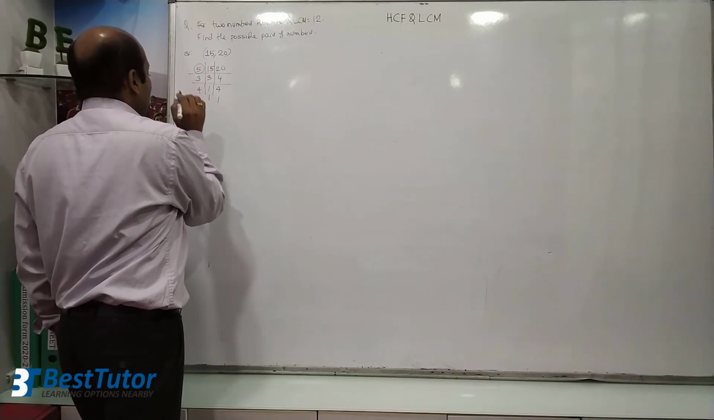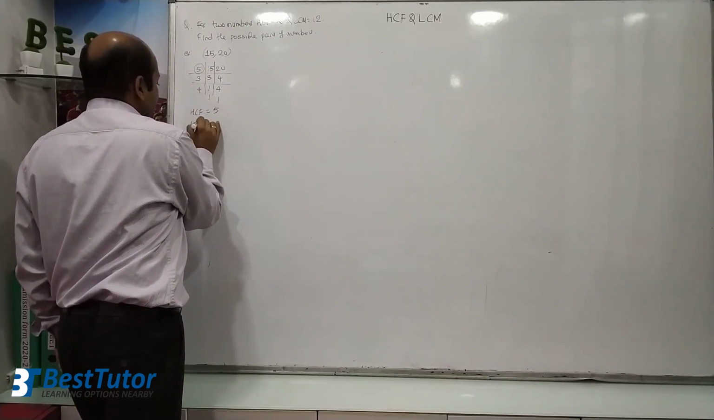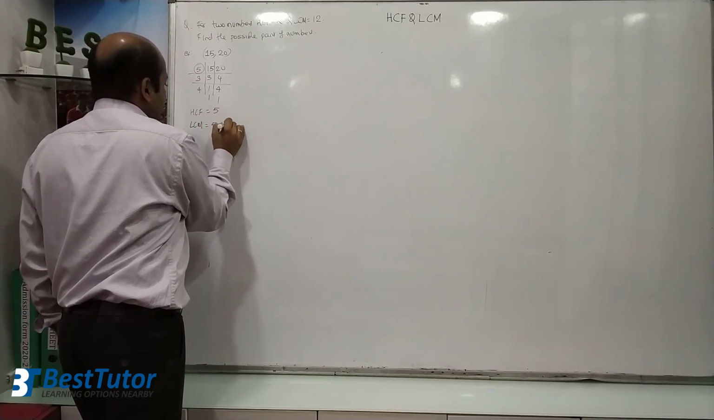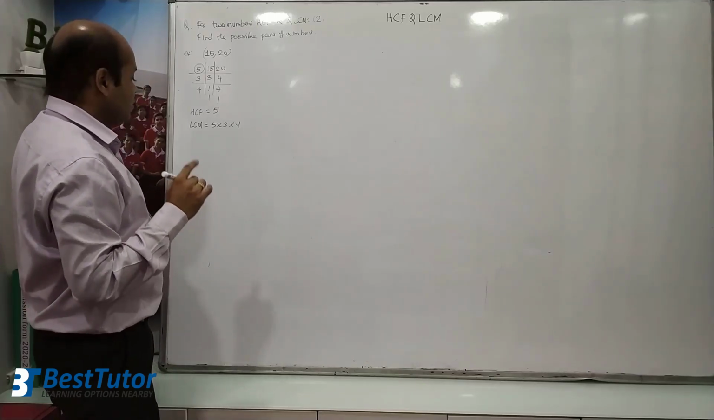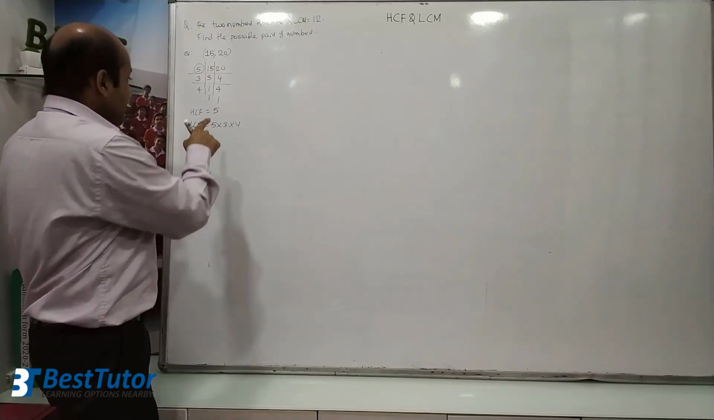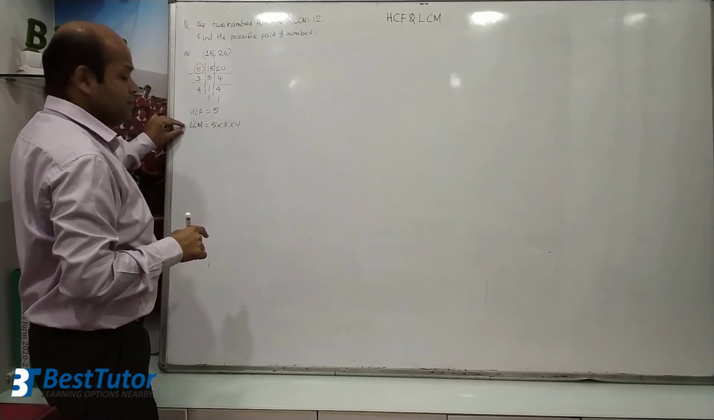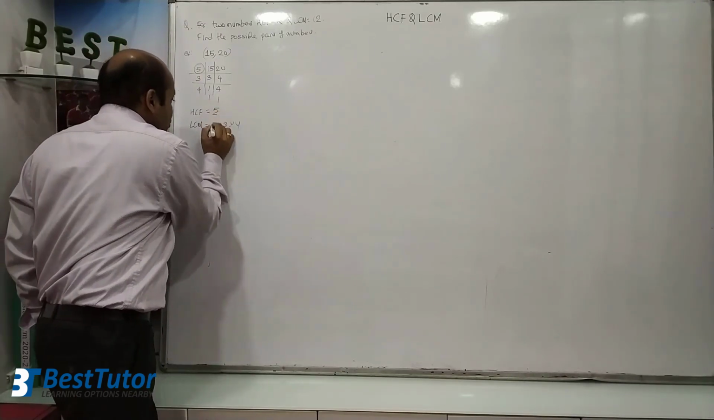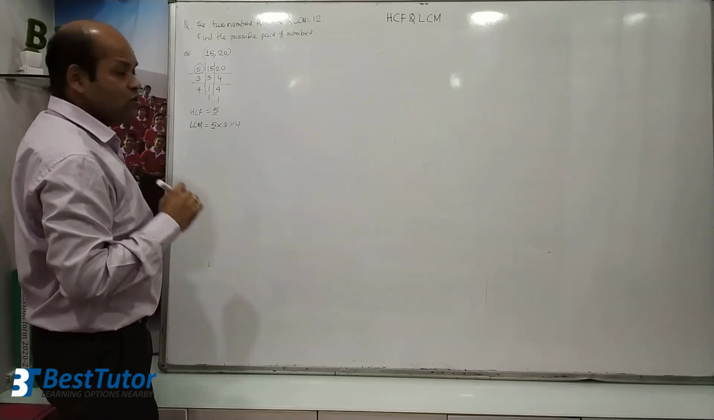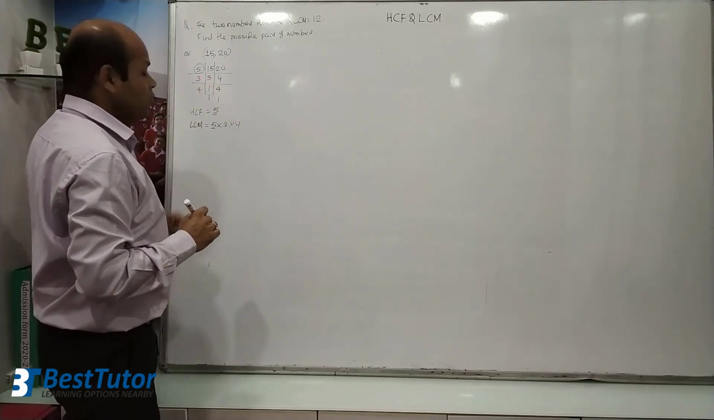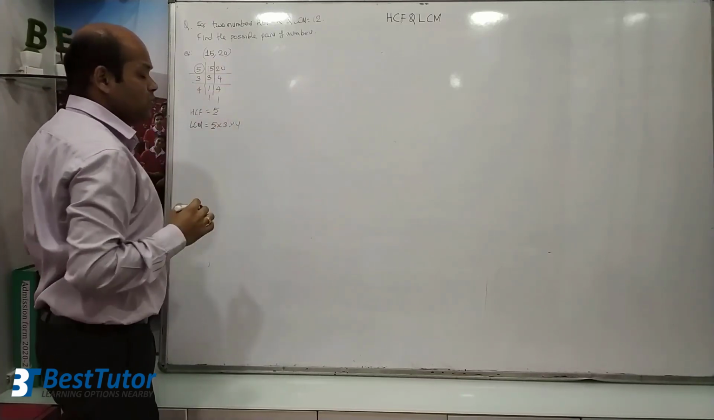So, what is the HCF? We write it as 5. What is the LCM? We have 5 into 3 into 4. Clear? Make a note here. HCF is 5. I have circled that. But when I'm taking the LCM, that 5 is included in the LCM. Right? 5 is included in the LCM. And what are 3 and 4? 3 is only in 15. 4 is the number which divides only 20.